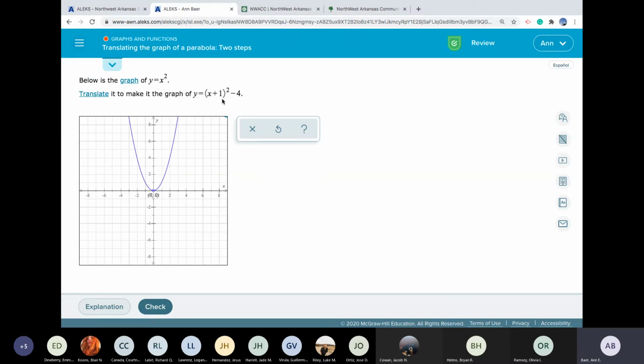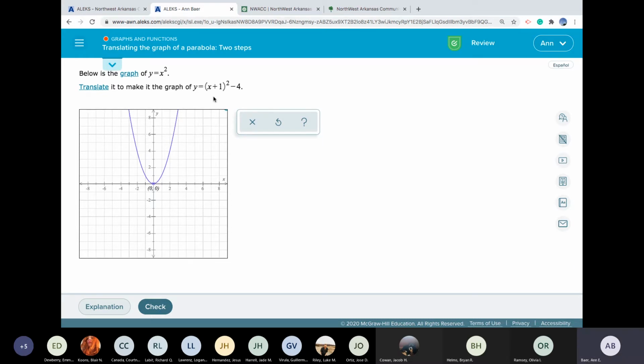I want to look in there. X plus 1, that's next door to the x, so that works opposite of what we would think. We want to go 1 unit, not to the right, but to the left. So I'm going to pick this up and move it 1 unit to the left. And then this minus 4 is happening down the street, so that is a vertical shift, not a horizontal shift. It works like we think. So I'm going to take the vertex of this new parabola and go down 4 units.